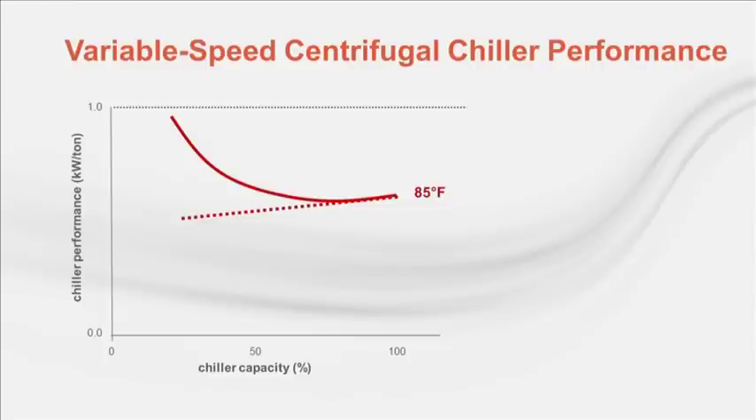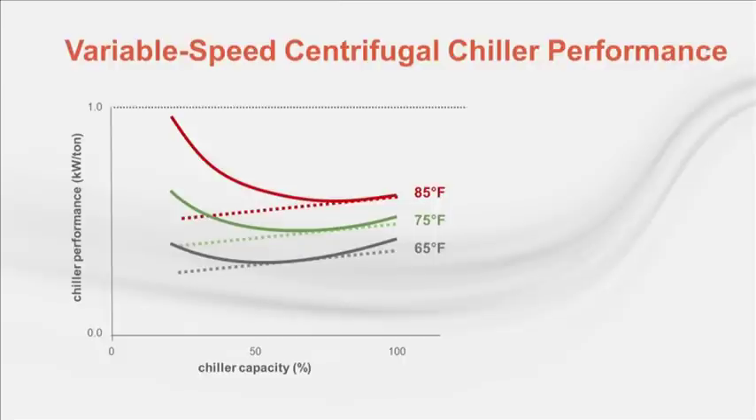Additional performance curves are shown for the 75-degree entering condenser water temperature, the 65-degree, and finally the 55-degree curves. Note the kW per ton performance for variable speed compressor approaches the part load ideal efficiency targets. For the centrifugal chiller, this peak compression efficiency is achieved at a combination of both lift and load reduction.